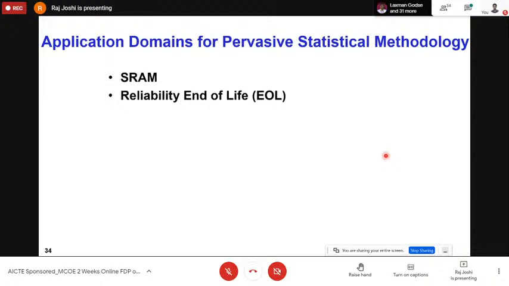Okay, so the applications and domains for the pervasive statistical methodology that was used for SRAM, and also for reliability. Again, I'm alluding to the theme of your conference, your symposium or workshop, that some of these techniques can be easily ported into that field, if somebody does good analysis in that area.